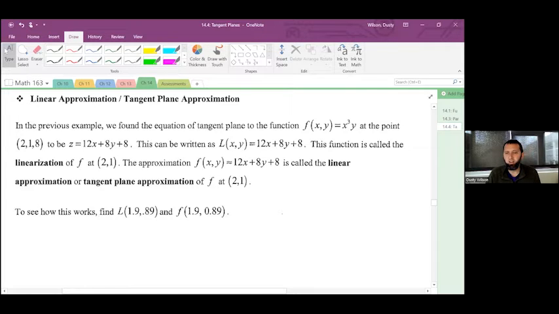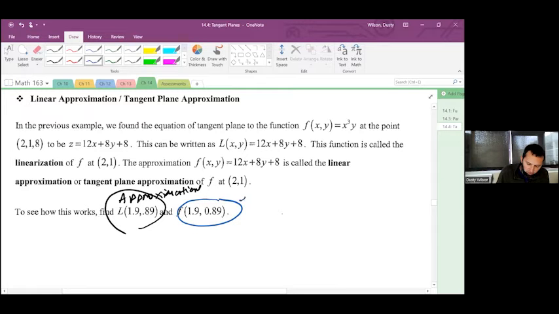The approximation of f of x, y, that is, f of x, y is approximately equal to 12x plus 8y plus 8. This is called the linear approximation or tangent plane approximation of f at 2, 1. To see how this works, let's find L of 1.9, comma 0.89 and f of 1.9, 0.89. Let me make sure you see which is which. So L is going to be the approximation, and f is going to be the exact value.